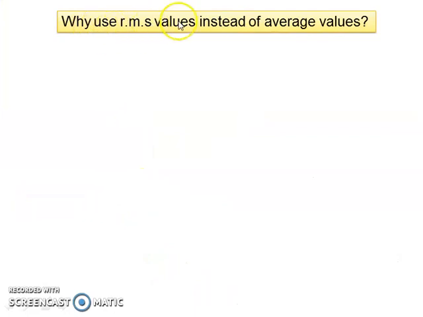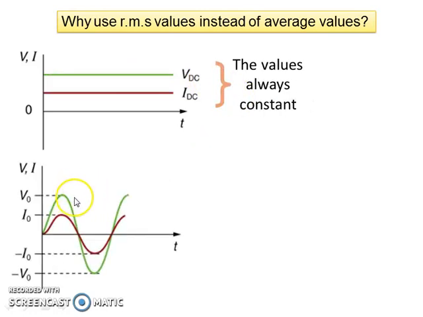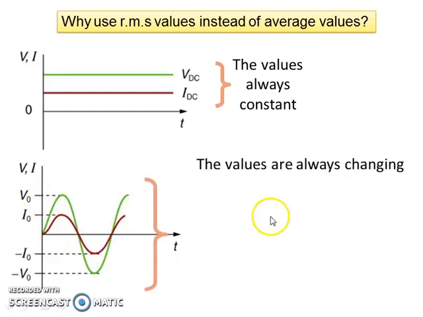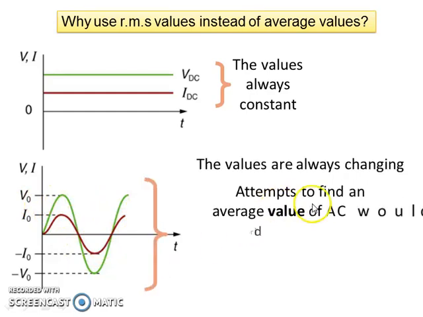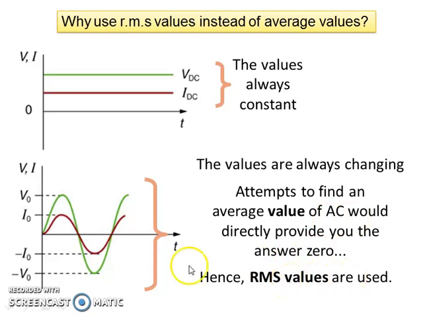Why use RMS values instead of average values? For direct current, the voltage and also the current are always constant. But in alternating current, the voltage and the current values are always changing. Attempts to find an average value of AC would directly give you the answer 0. Hence, RMS values are used.